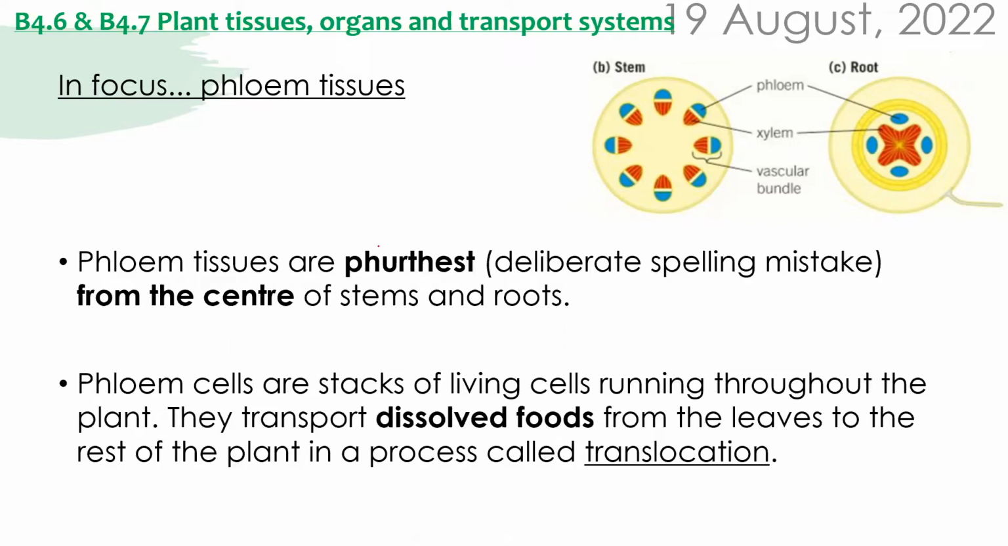Phloem tissues are furthest, the spelling mistake, from the center of stems and roots. Phloem cells are stacks of living cells running through the plant. They carry dissolved foods, like glucose, from the leaves to the rest of the plant in a process called translocation. That's important. I've seen that come up in an exam question, translocation.